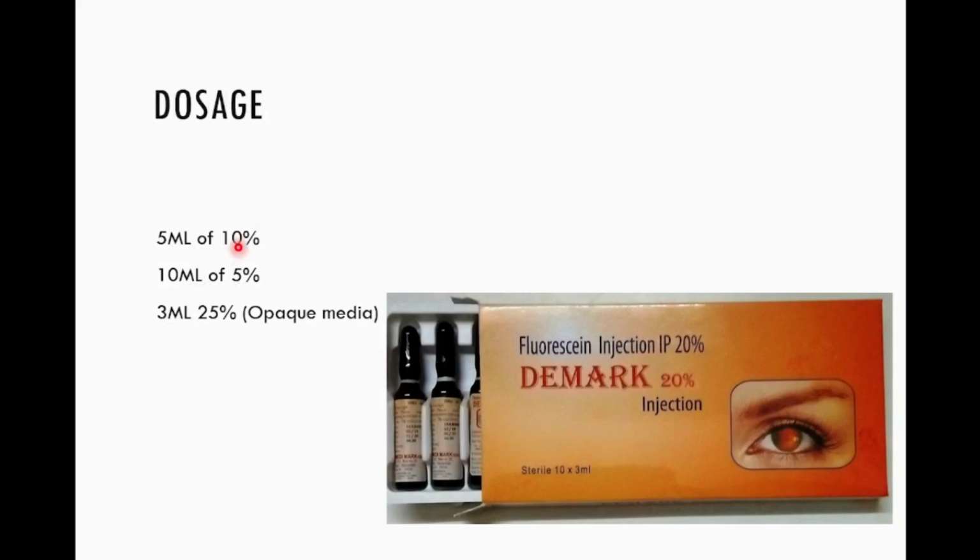These vials are available in 5 ml of 10%, 10 ml of 5%, and 3 ml of 25%. The higher concentration drug is used for opaque media. This particular 20% fluorescein injection is commonly used in our country.